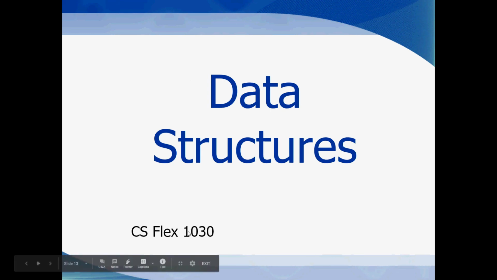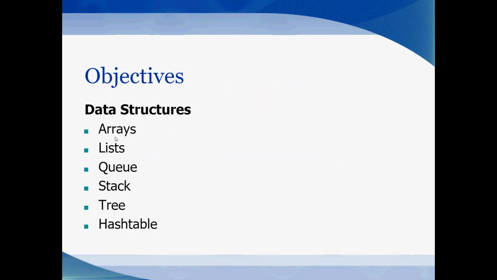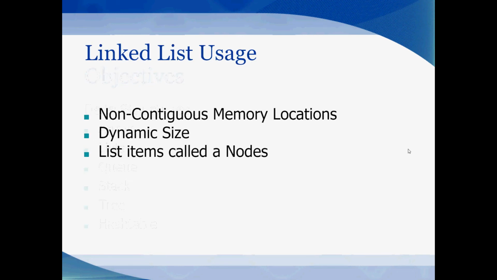Okay, this is our CS Flex 1030 class, and we're going to continue our discussion on data structures. We've talked about arrays. Now we're going to talk a little bit about a different kind of list. A linked list, if you remember, an array you had to have a huge chunk of memory because all of the items in the array were stacked right next to them in memory. Well, a linked list is non-contiguous. You can have tiny pieces of data stored in different locations all over your memory.